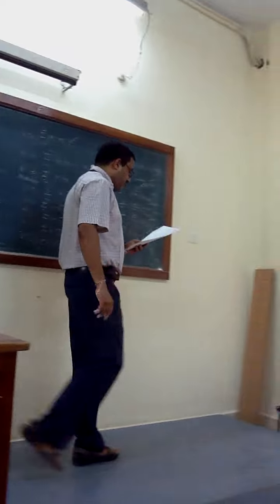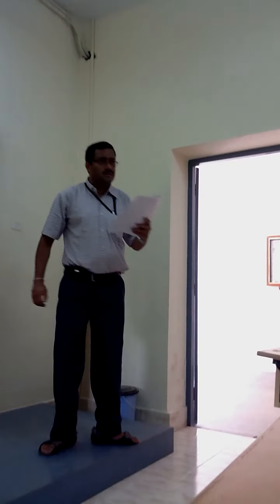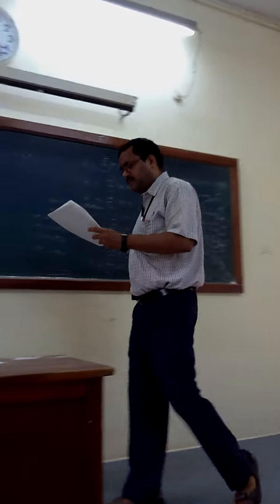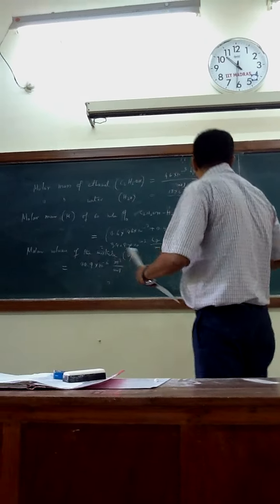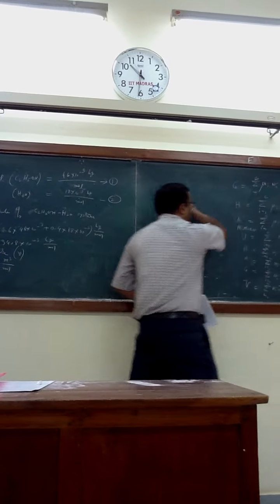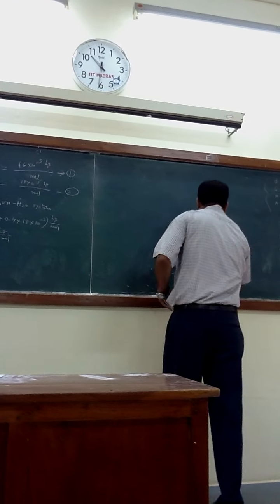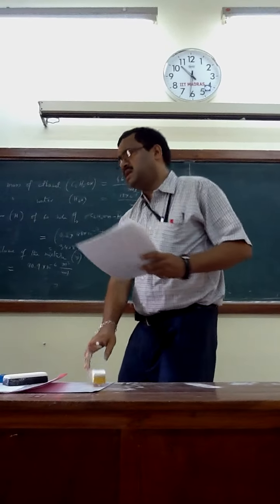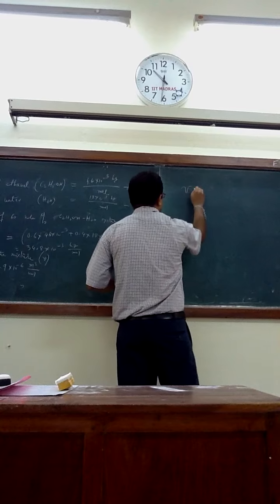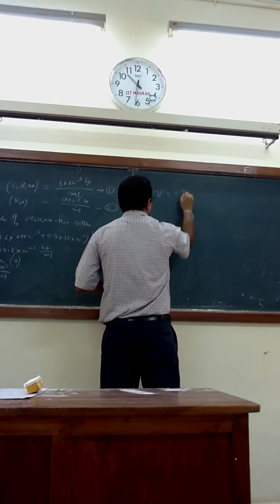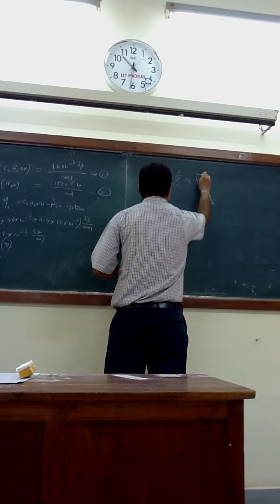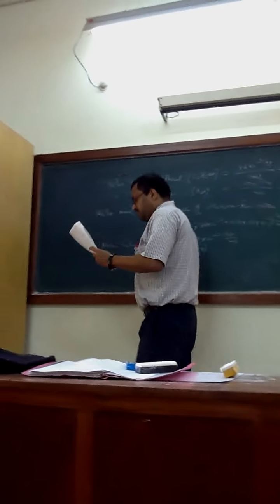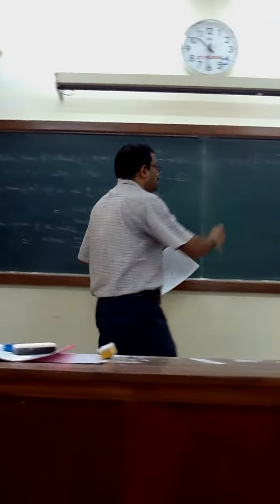You have to get V1 bar and V2 bar, right? The partial molar property. So now we have to apply the formula, which is capital V equals summation i equals 1 to C of Ni Vi bar. Sorry, small vi bar.